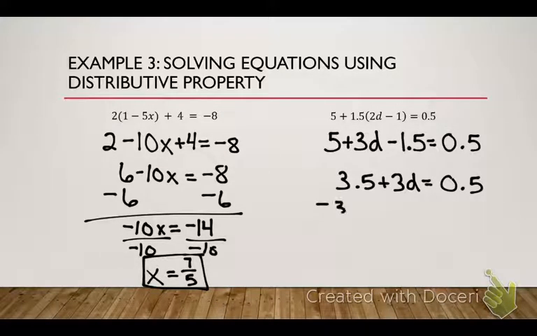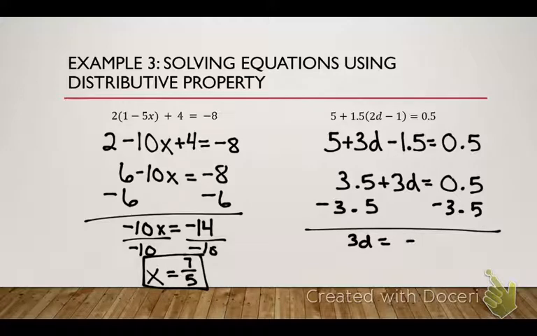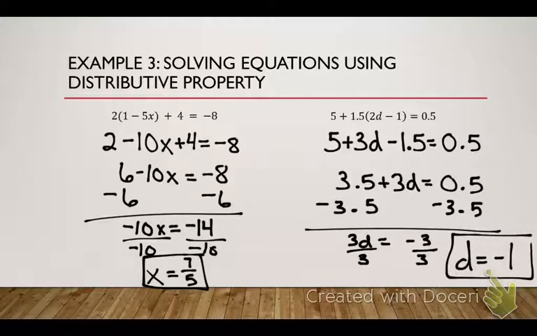Subtract 3.5 from both sides. What do you get? 3d equals negative 3. Divide by 3. And d equals negative 1. All right, who got negative 1? Okay, good. All right, so are we kind of catching on? Are we catching on to this?